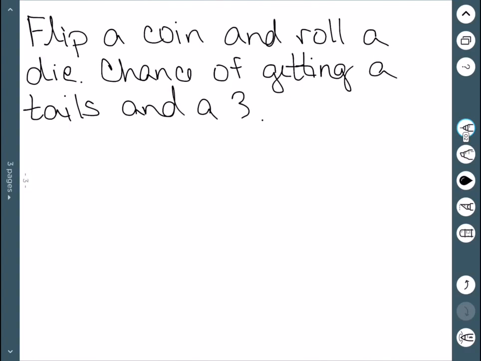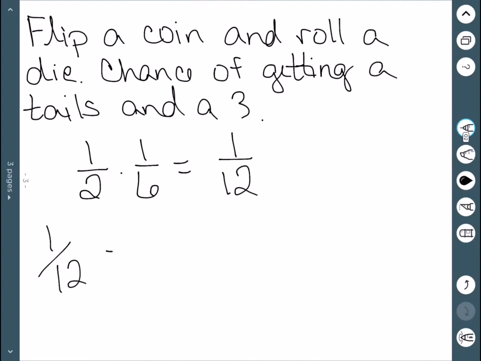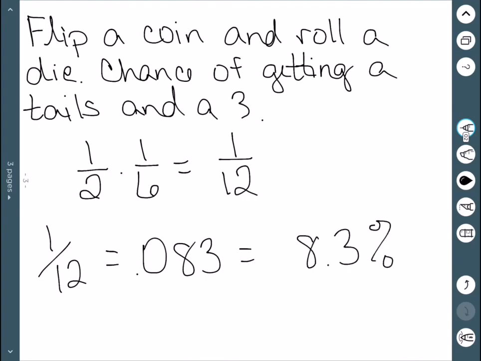Let's consider if we flip a coin and then roll a dice. These will be independent since the coin toss should not determine any probability on my die roll. We're going to see the chance of getting a tails and a 3. The chance of getting tails is 1/2, and the chance of getting a 3 is 1 out of 6. Therefore, we just multiply. The chance of getting both of these is 1/12. We can also write this as a decimal, 0.0833, or as a percent, 8.3%.